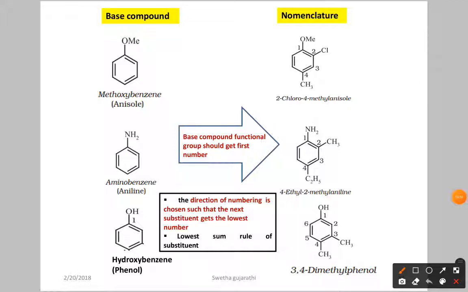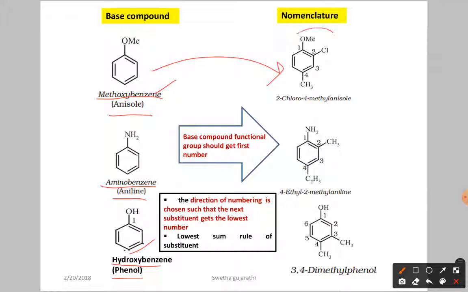Sometimes we end up with base compounds. Here we have methoxybenzene. This is the IUPAC name; anisole is the common name. Aminobenzene is the IUPAC name; aniline is the common name. Hydroxybenzene is the IUPAC name; phenol is the common name. Now let us see the nomenclature here.